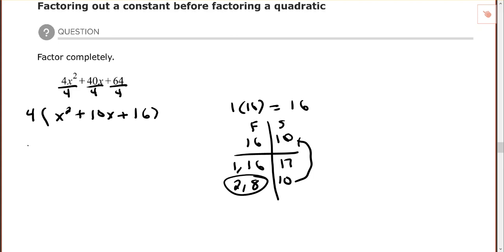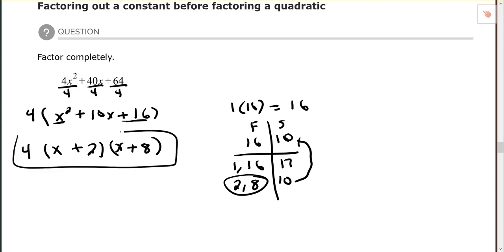So now keeping the 4 here, I'm going to make 2 sets of parentheses and factor that trinomial. So I have x squared, so that means I have x times x at the beginning here. Then I had 16, so I needed factors of 16 in the second place. And that's going to be the 2 and the 8 to make it work, because 2 times 8 is 16, and 2 plus 8 is the middle of 10. And then that is completely factored.